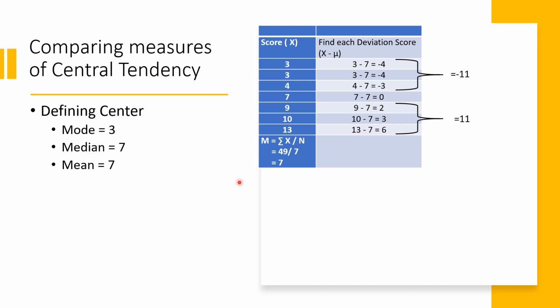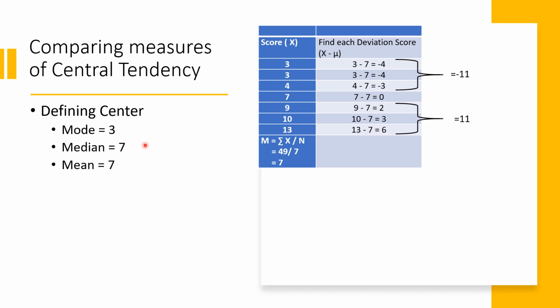Let's talk a little bit more about this defining center with the mode, the median, and the mean. Here I have a distribution of scores, just a list of scores right here. And the mode is, as we said, the most common score. So if you look through this list of scores, you can see 3 is the most common score. There's 2 of them. It's the only one that has more than one score. So that is the mode.